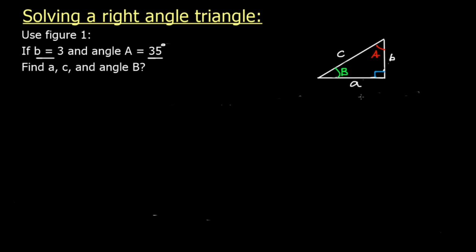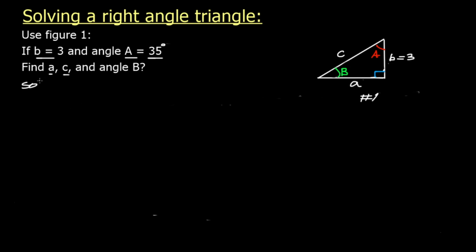This is our figure 1. We are given b equals 3. The length of this side equals 3. And the angle here, A, is given to be 35. So A here is 35 degrees. We are asked to find the length of the sides A and C, these two sides, where C is our hypotenuse, the longest side, and the measurement of angle B. So let's start with what we know.